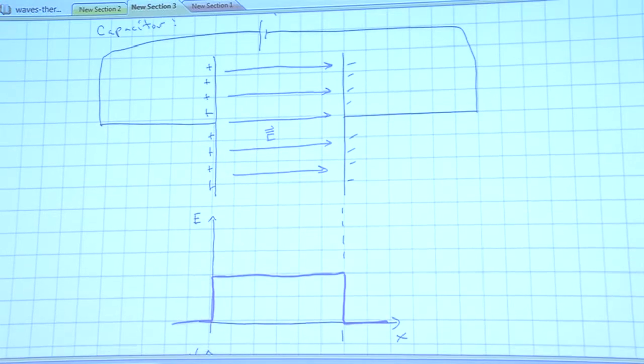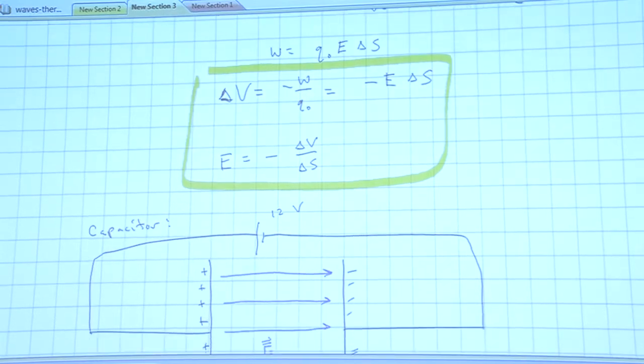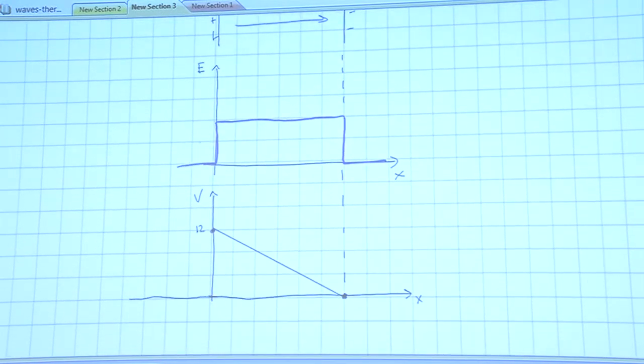Because we have this relationship, the electric field multiplied by the distance is negative delta V, or E equals negative delta V over delta S. So the electric field's constant. As we multiply by the distance, it increases, right? The potential increases, I should say.